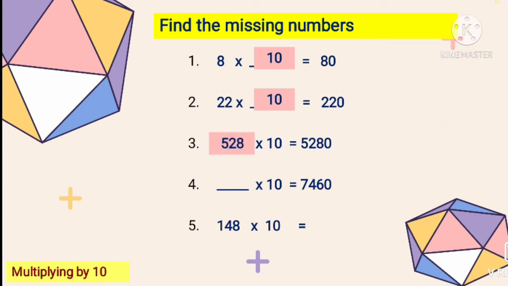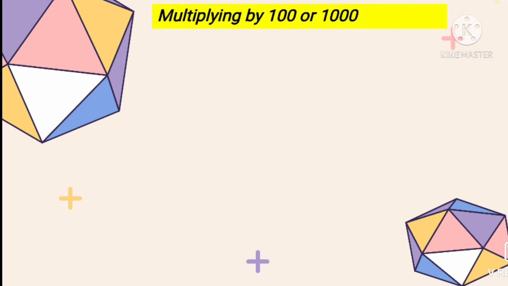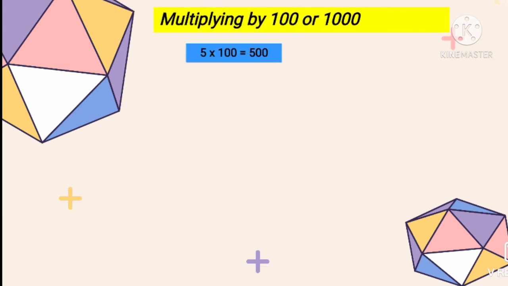528. Very good. Now, how many times 10 becoming 7460? What should you do? Just cross the zero here. So it is 746. Get it? Okay, now 148 times 10. What should you do? Yes, write down 148. You add 1 zero. It becomes 1480. Very easy, right?